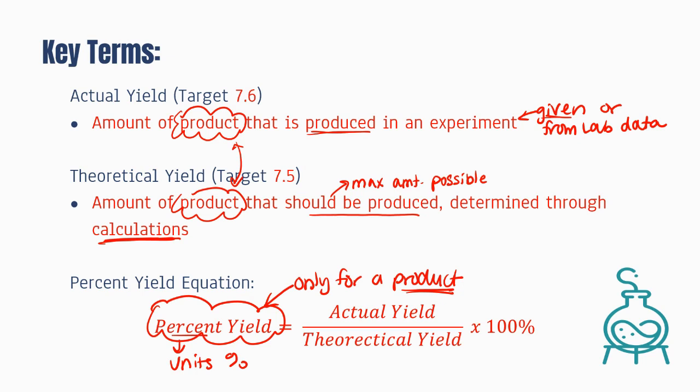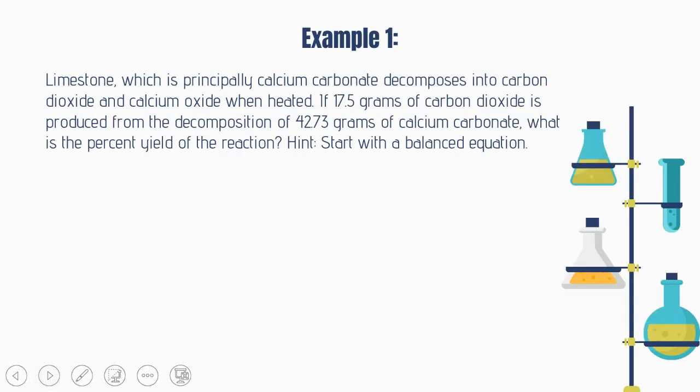And this number, this percent, should never be over 100% because you can't create or destroy matter, which is what the law of conservation of mass says. So over 100% would mean you created something, and that's impossible. So make sure that this number is less than 100%. Otherwise, you made some sort of a mistake. So check your work. So let's do an example.